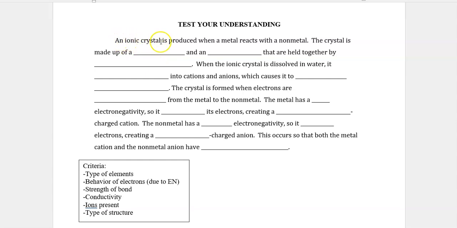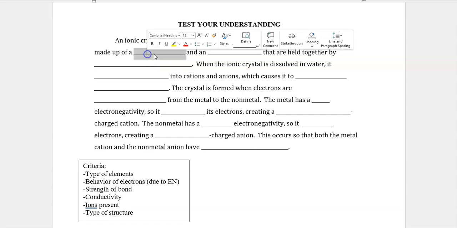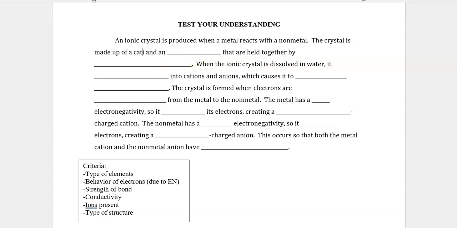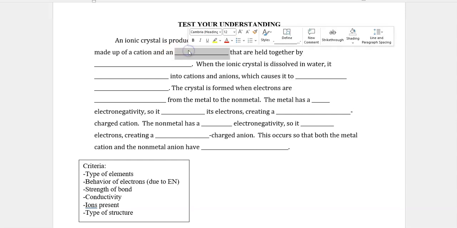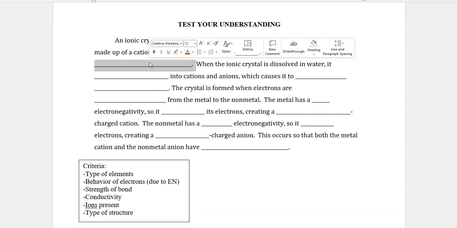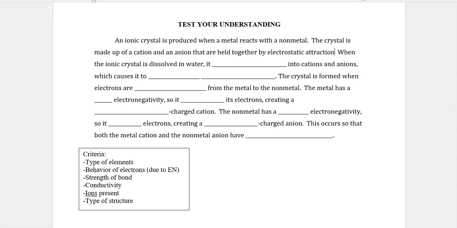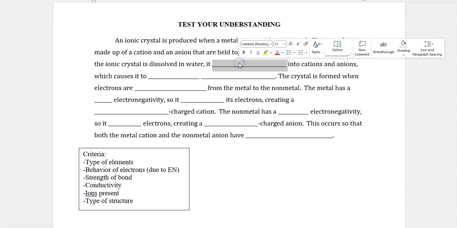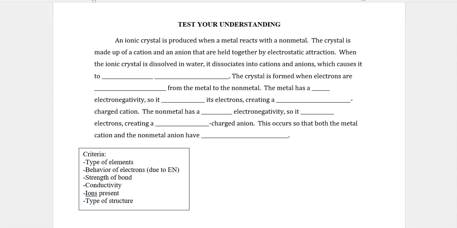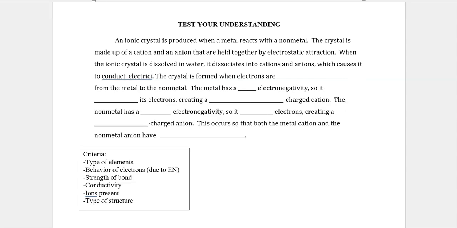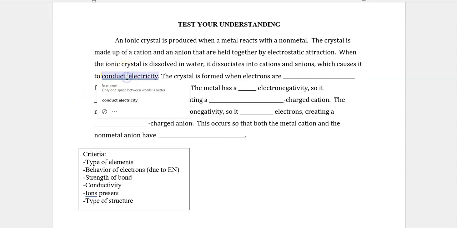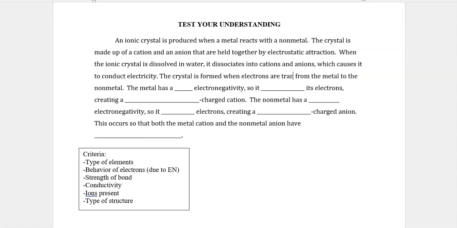Let's go over this. An ionic crystal is produced when a metal reacts with a nonmetal. The crystal is made up of a cation and an anion that are held together by electrostatic attraction. When the ionic crystal is dissolved in water, it breaks up, dissociates into cations and anions, which causes it to conduct electricity. The crystal is formed when electrons are transferred, from the metal to the nonmetal.